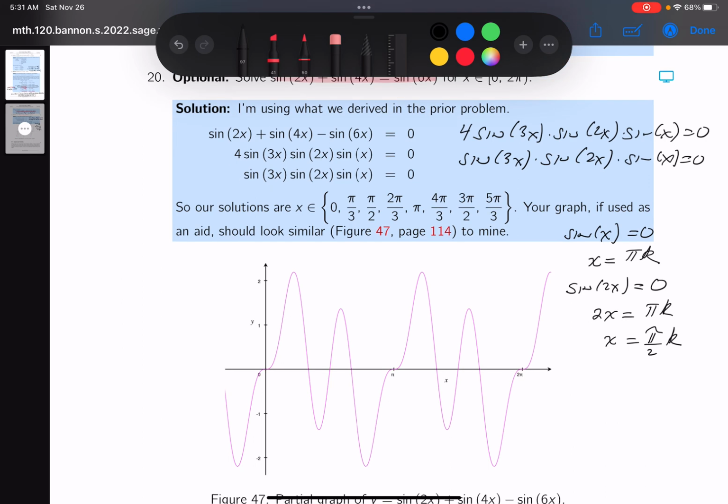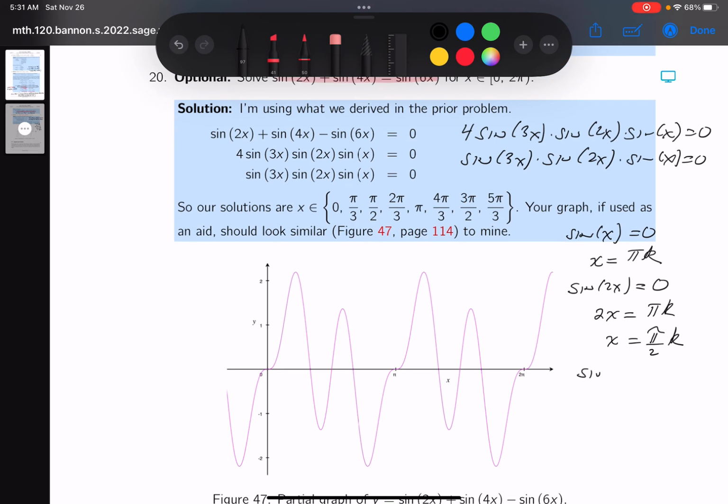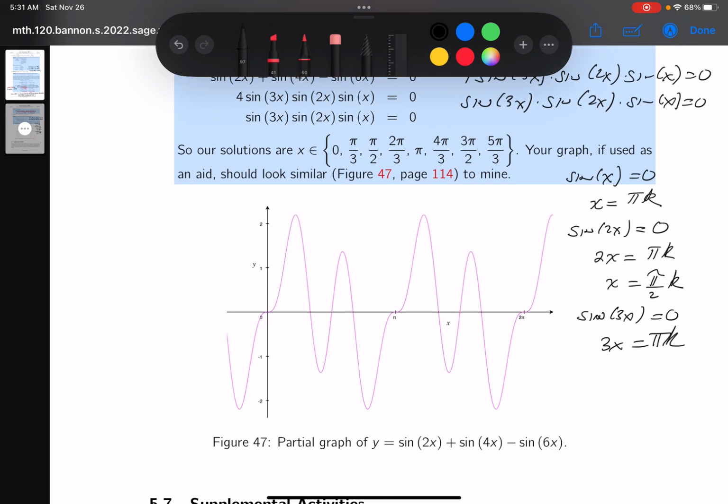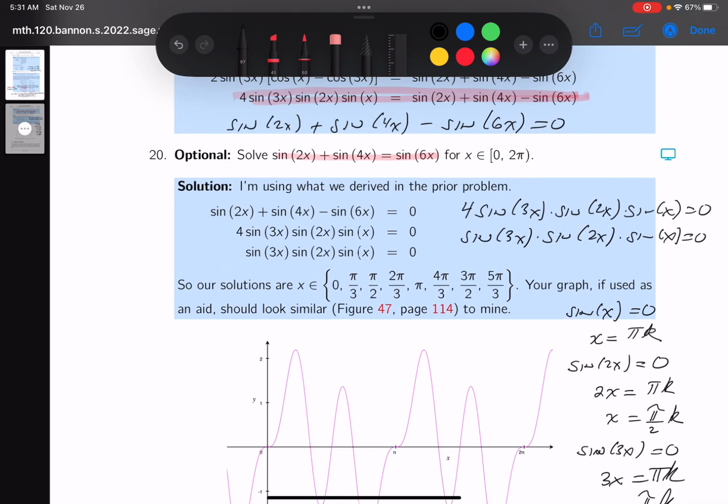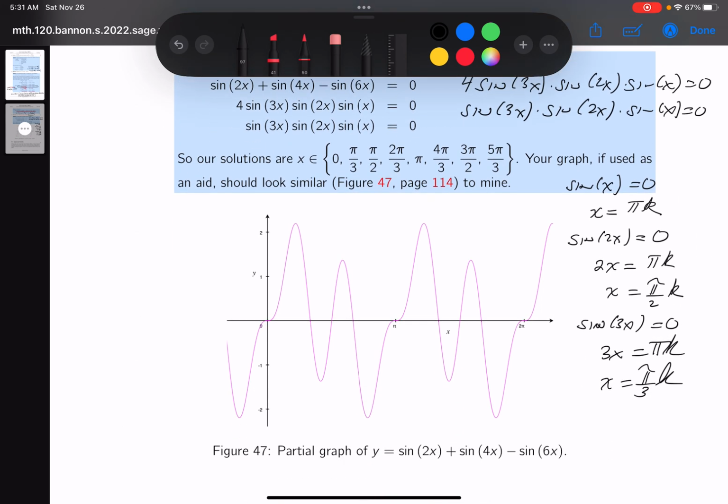All right, let's put the next one down. That's a sine of 3x equals 0. And what do I write down? 3x equals pi k. Understand that k is some integer, by the way. What do you get over there? X equals pi over 3 k. Now, certainly I want to pay attention to this over here. They just want the solutions that are between 0 and 2 pi, all right?